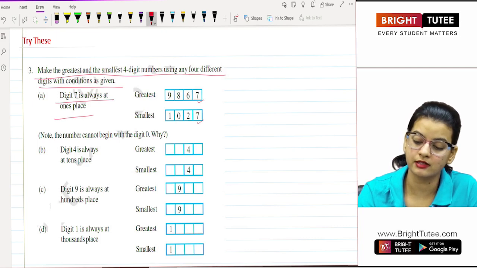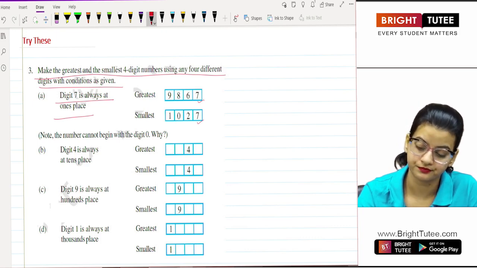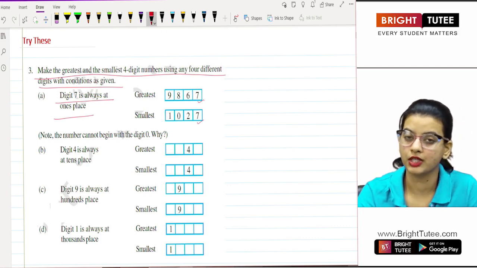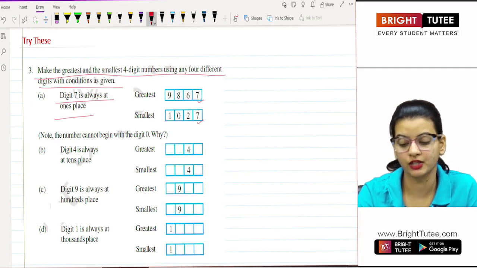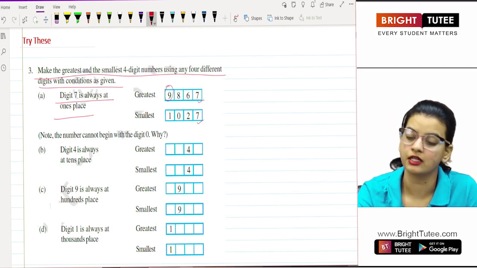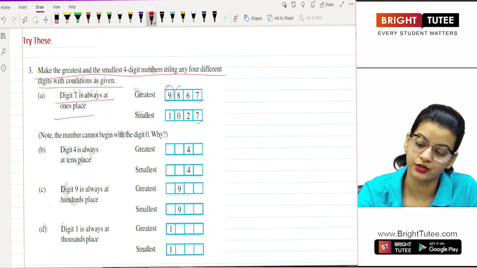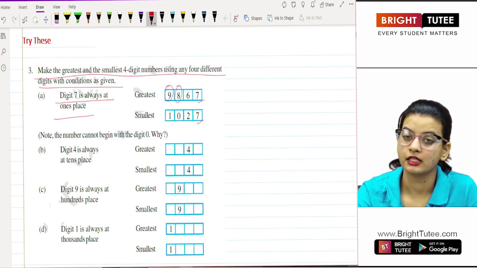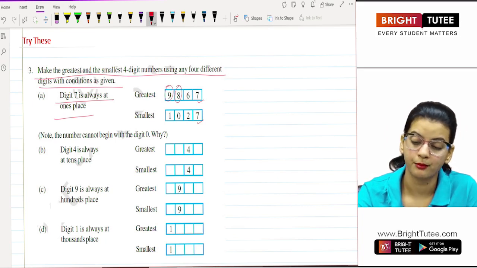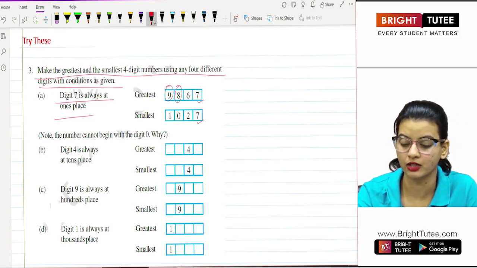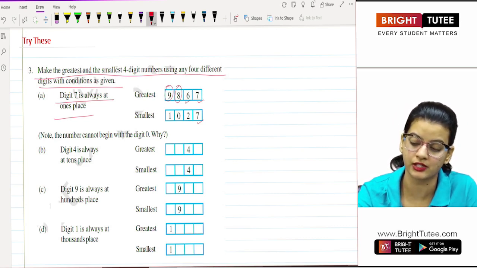So if digit 7 is in the ones place, the greatest digit that we can use in the thousands place is 9. Then the next greater digit that we can use is 8. And then the next greater digit is 7. But we are already using 7 in the ones place. So we cannot use 7 in the tens place. So the next greater digit we are going to use is 6.